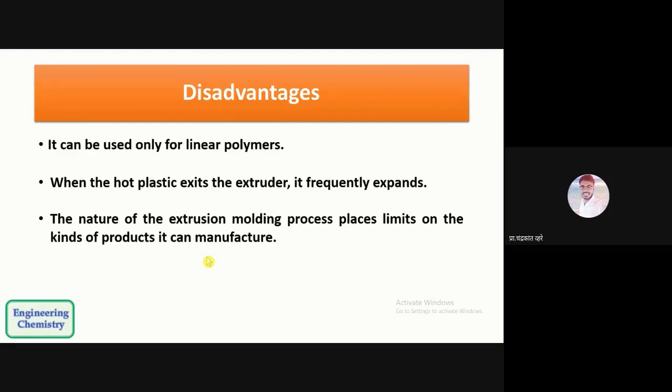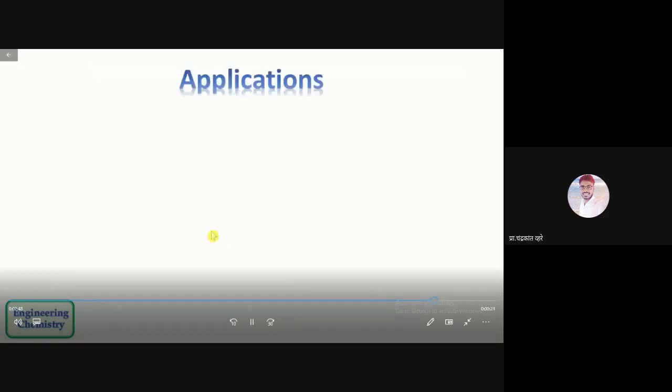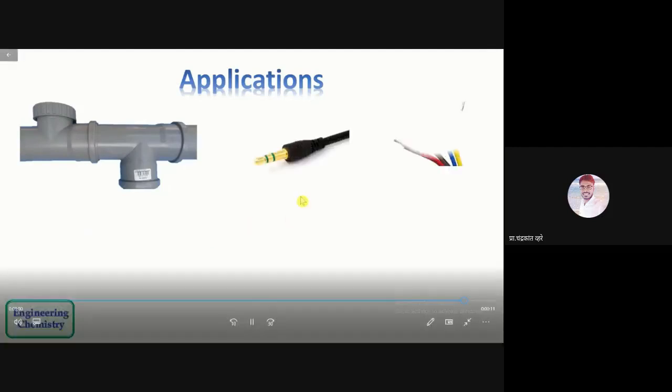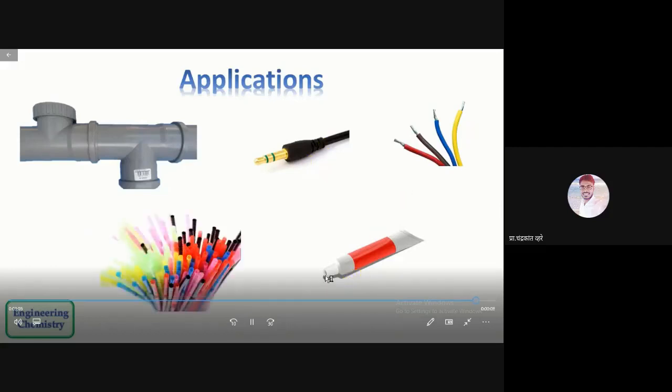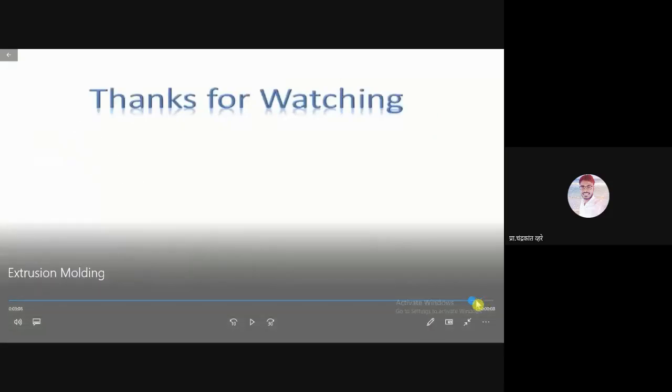Okay, so that's it for the disadvantages of extrusion molding. Now the major applications: charger pin, wire insulation, toothpaste. Here, in summertime, we use this for drinking cold drinks.